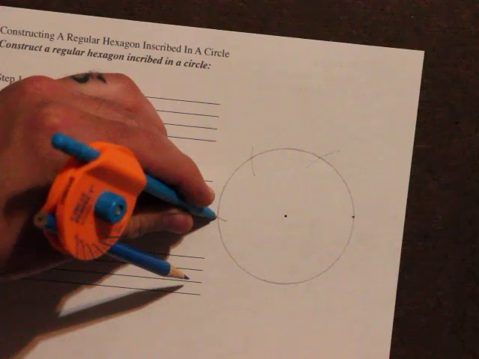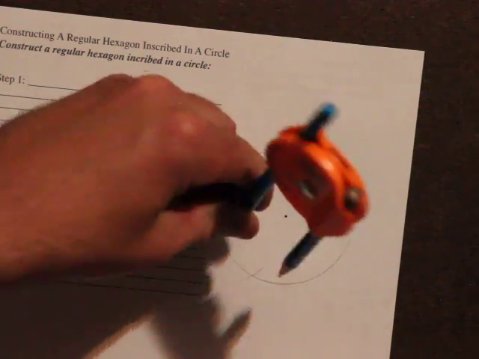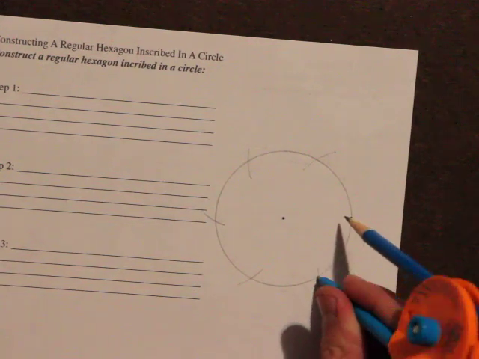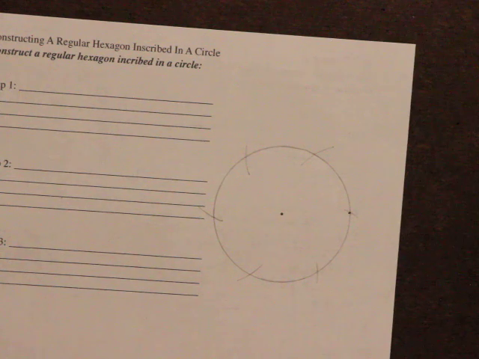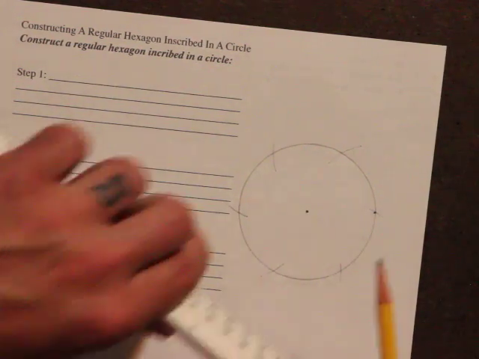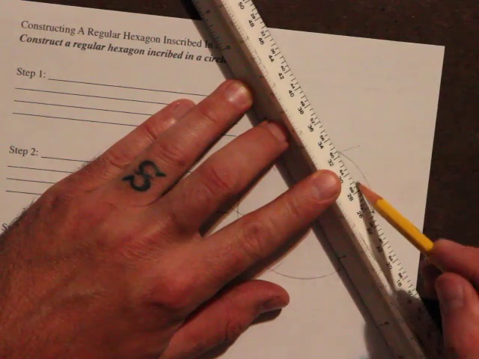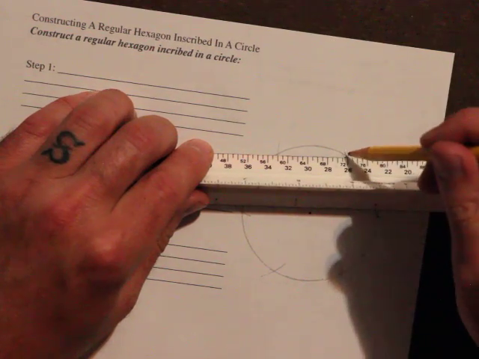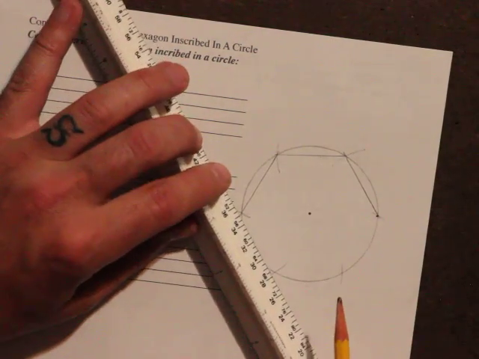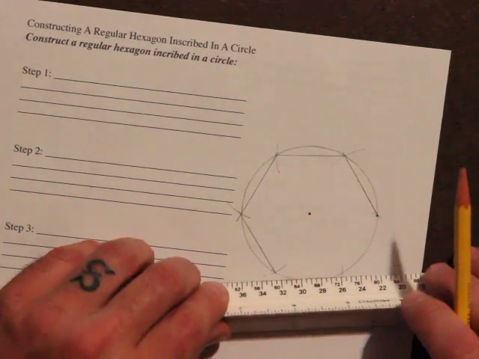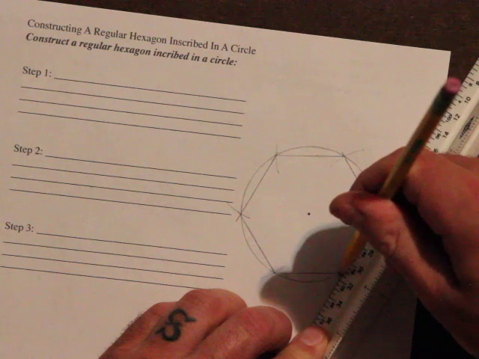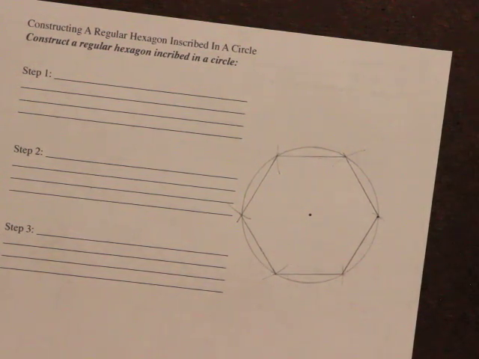Then we do another one from that intersection. Then we do another one from that intersection. And we get all the way around. We should have an arc that goes right through that point. Oh, look at that. Cool. Perfect. Now, once you've done that, you can see, look, 1, 2, 3, 4, 5, 6. We've got 6 points to connect. Boom. A regular hexagon inscribed in a circle.